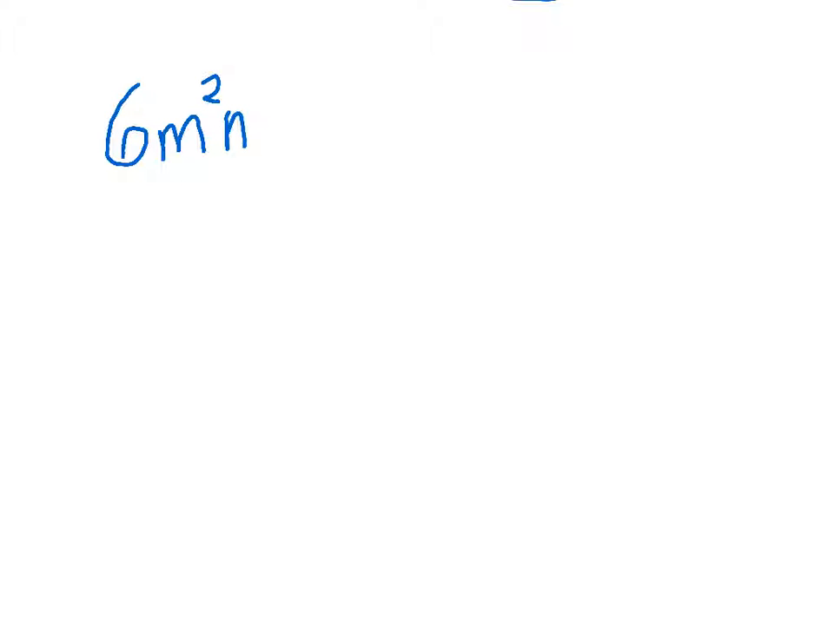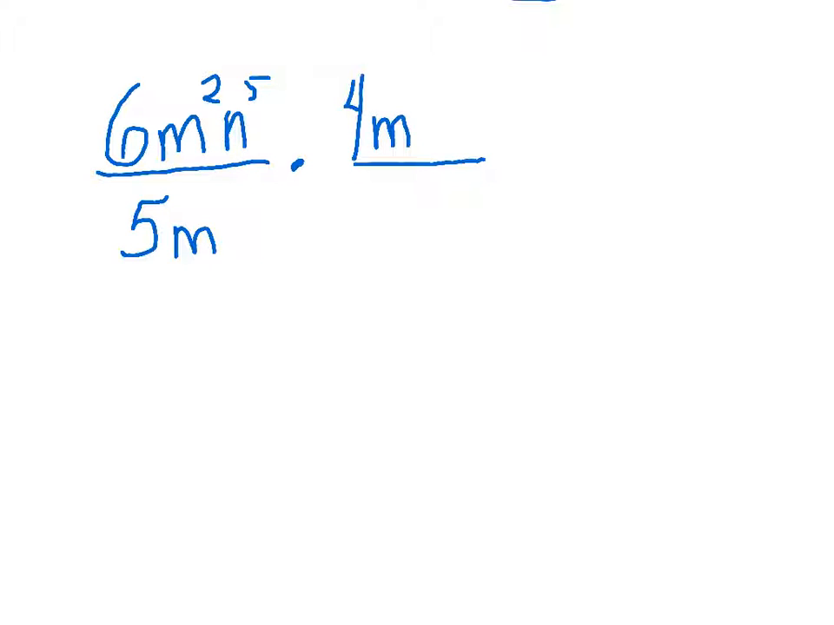6m squared n to the 5th over 5m times, we need another fraction here, let's do 4m to the 7th n, and then on the bottom of that we're going to have 2n to the 3rd m squared. Again, let's just multiply our tops across and multiply our bottoms across and then deal with it from there.